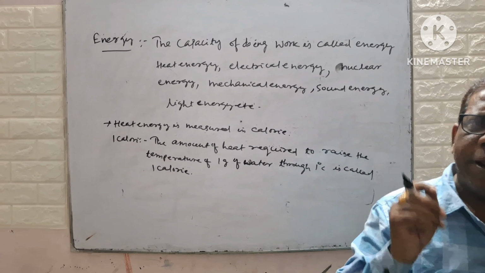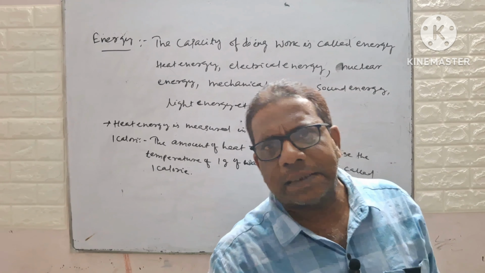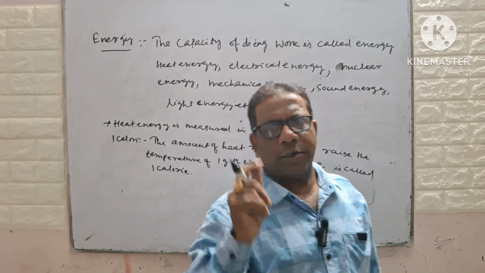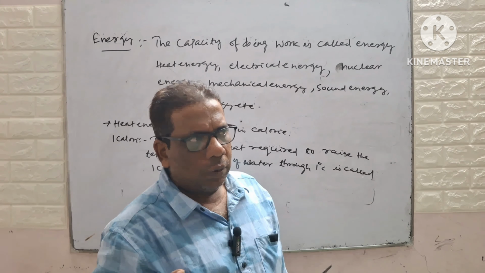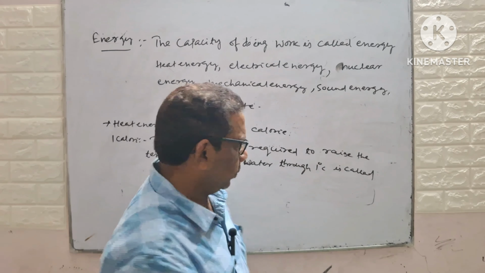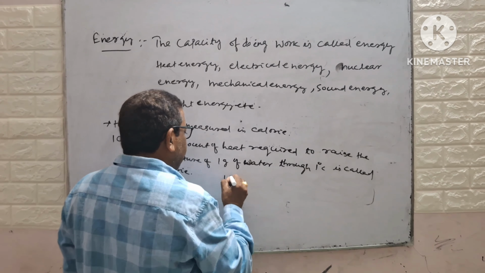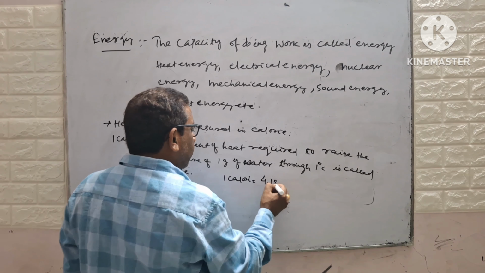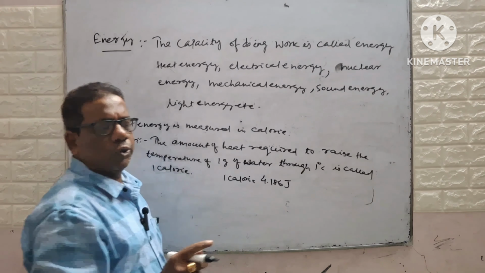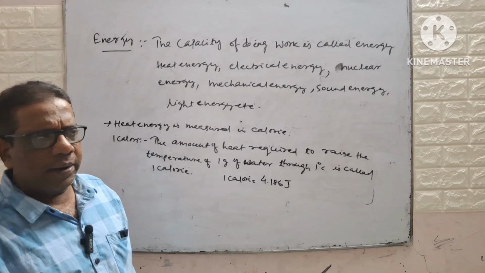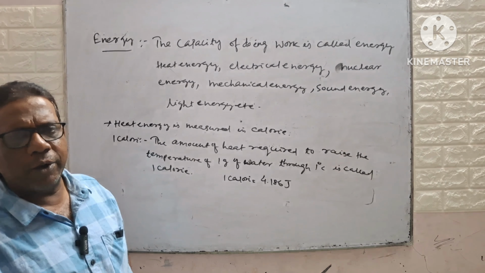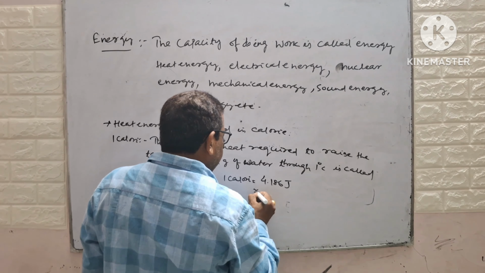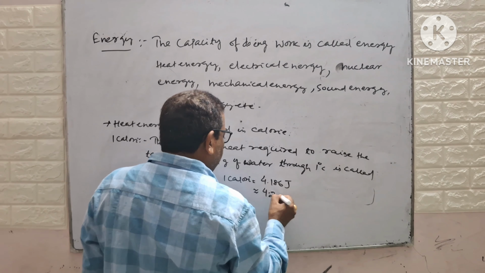The amount of heat required to raise the temperature of 1 gram of water through 1 degree Celsius is called 1 calorie. 1 calorie is equal to 4.186 joule, or we can write it as nearly equal to 4.2 joule.